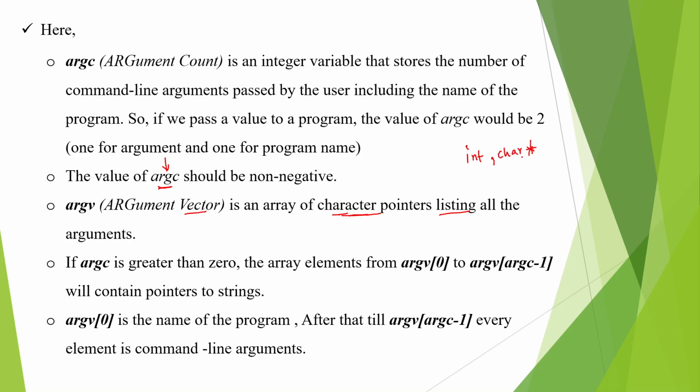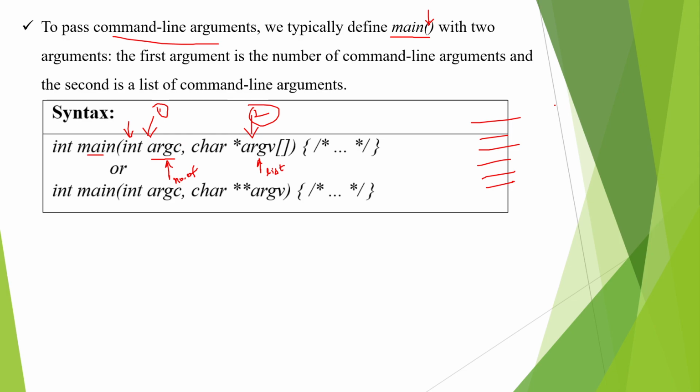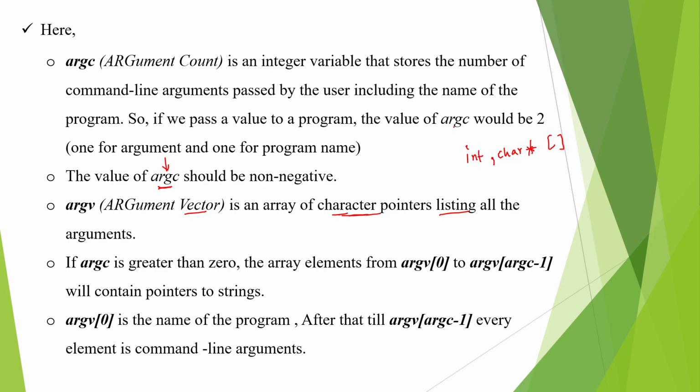A character pointer is nothing but a string, and if you make a character pointer array, as you can see here, it is a character pointer followed by an array. So every character pointer is going to point to a string, and it is an array of such character pointers. Hope you understood.